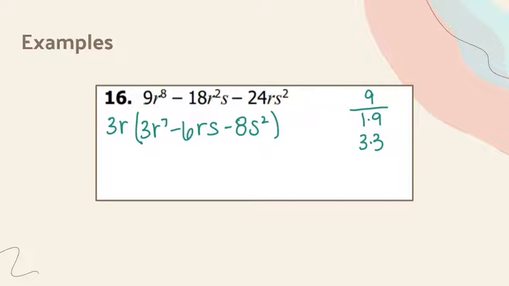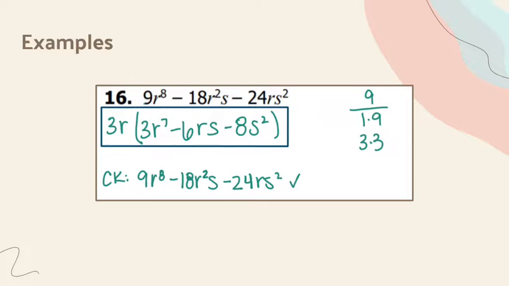So now we want to check our answer. 3r times 3r to the 7th is 9r to the 8th. 3r times negative 6rs is negative 18r squared s. And then 3r times negative 8s squared is negative 24rs squared. This is the same as what we started with, so this is the correct answer.